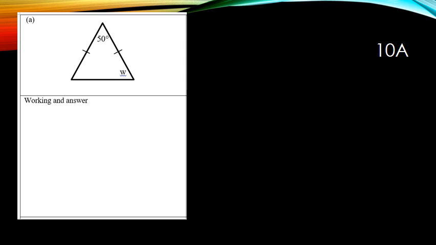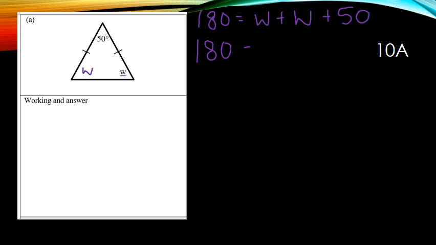Okay, so here we have a triangle and try to figure out W. So the first thing we know is that the angle sum of a triangle is 180 degrees. So we have 180 degrees equals. Well, we know this is isosceles, so this little angle in the corner should be W as well. So 180 degrees equals W plus W plus 50. So let's simplify this expression a little bit more. So 180 equals, well, there's two W's, so let's just put that in, plus 50.